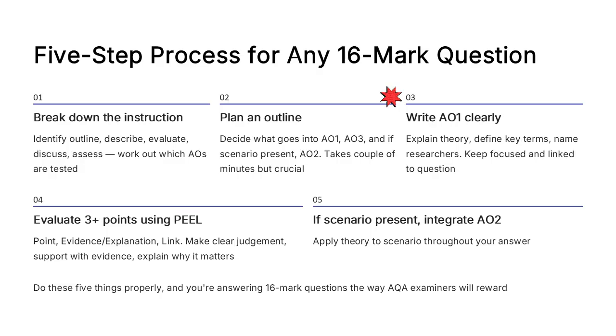Third, write your AO1 clearly and accurately. Explain the theory, define key terms, and name the researchers. Keep it focused and linked to the question. Fourth, evaluate using PEEL: point, explanation/evidence, and link. Make a clear judgment, support it with evidence, and then explain why it matters for the question you're answering. And finally, if there is a scenario, that's AO2, application, you integrate it. If you do those 5 things properly, you're answering 16-mark questions in the way AQA examiners will reward.